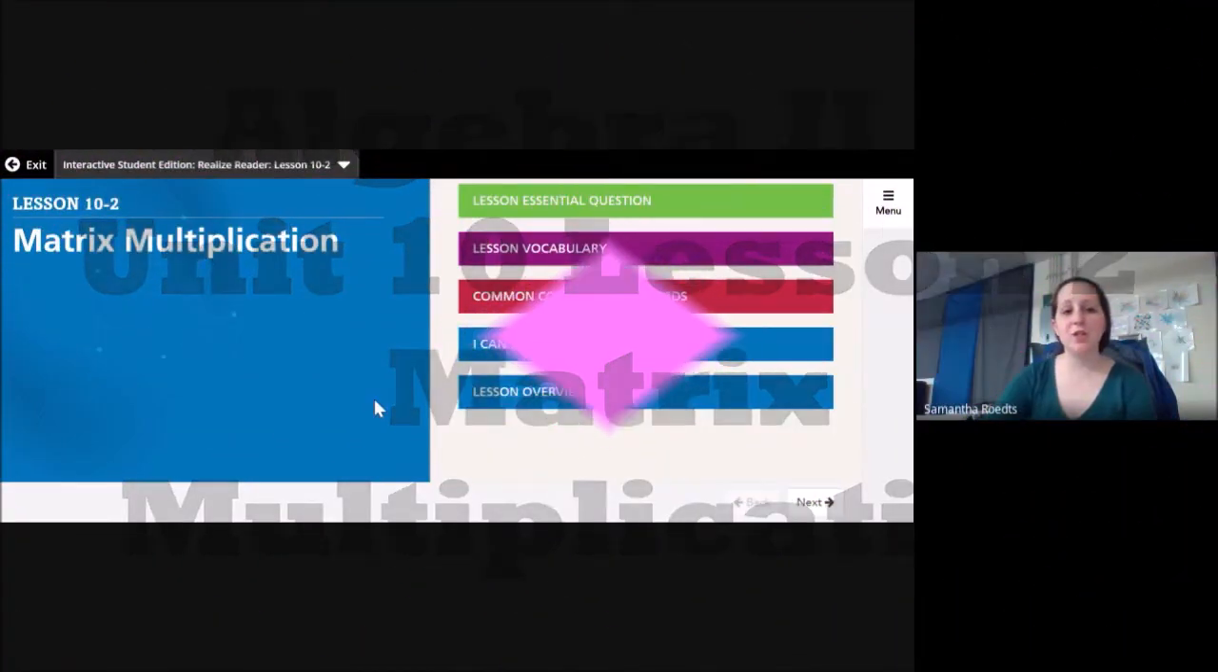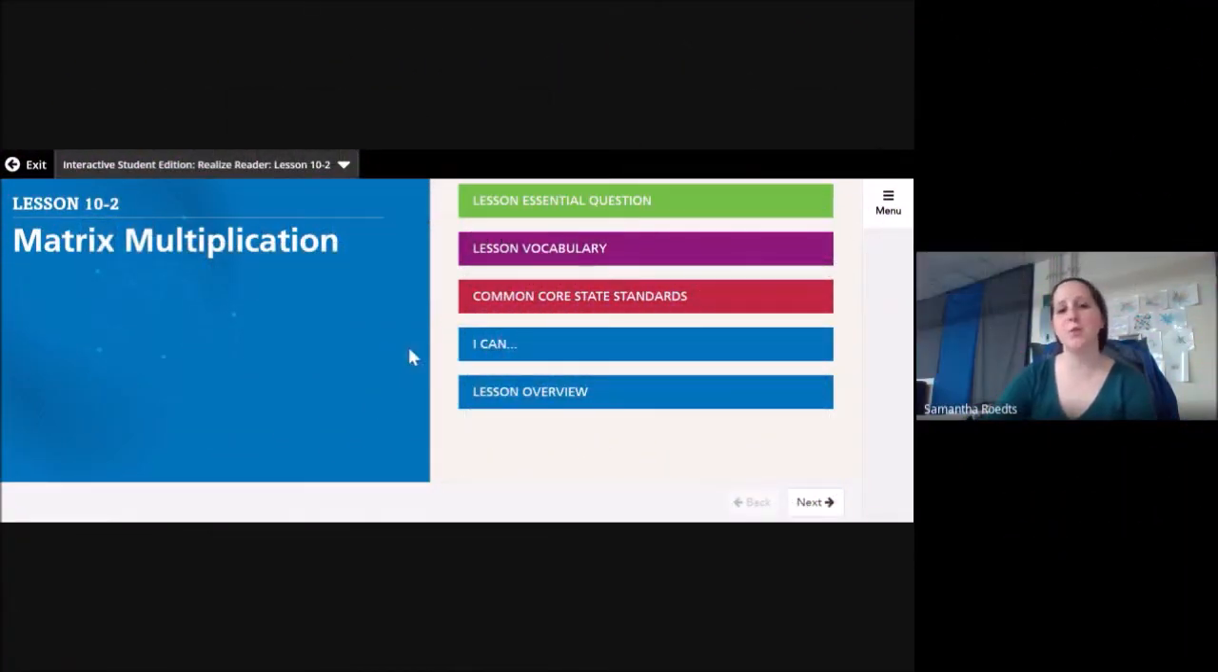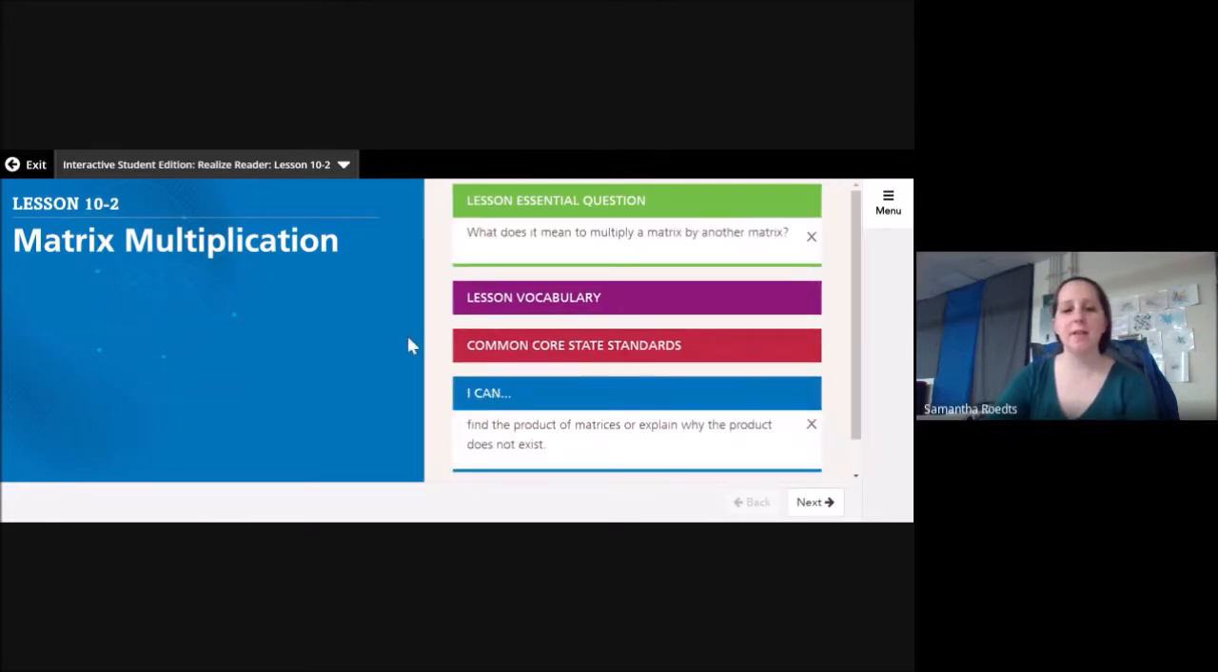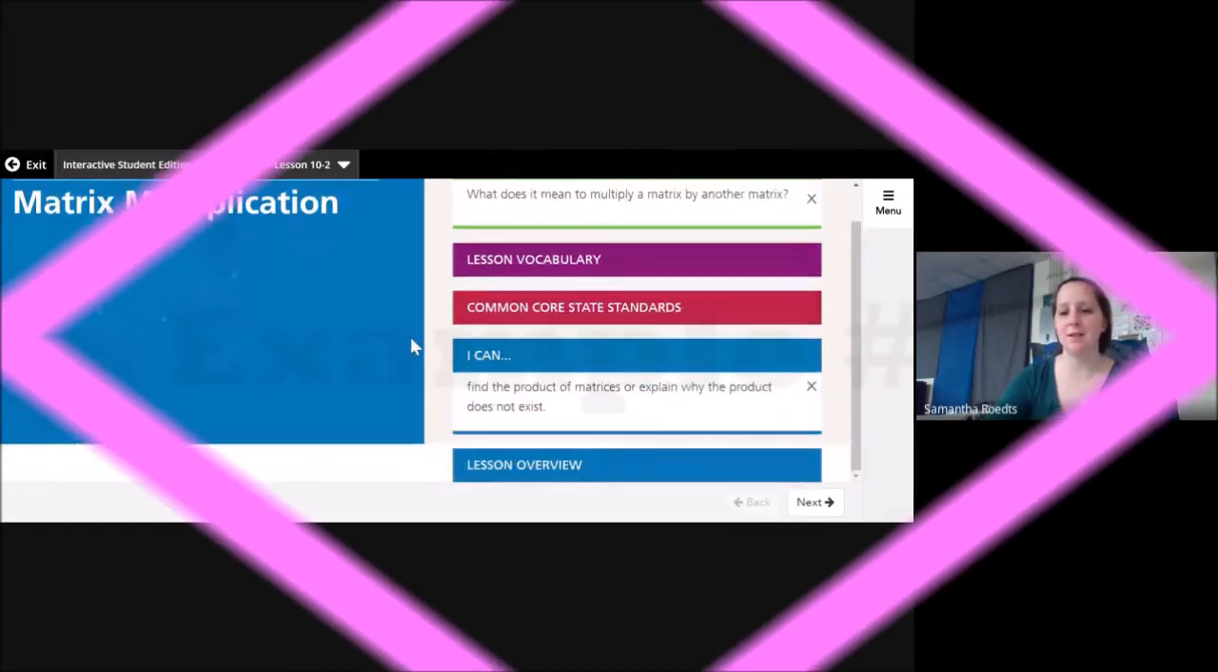All right, this is Unit 10, Lesson 2, Matrix Multiplication. So our lesson essential question is, what does it mean to multiply a matrix by another matrix? And at the end of this lesson, you'll be able to find the product of matrices or explain why the product does not exist.